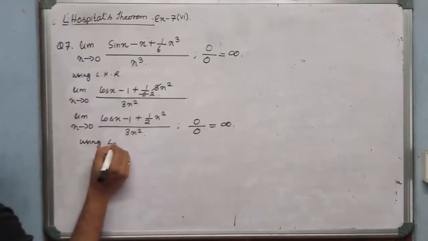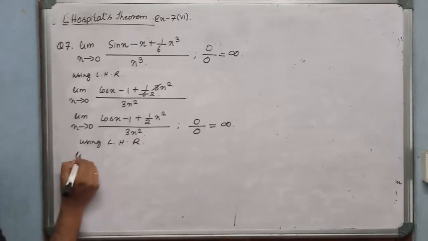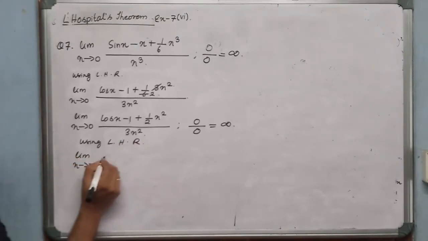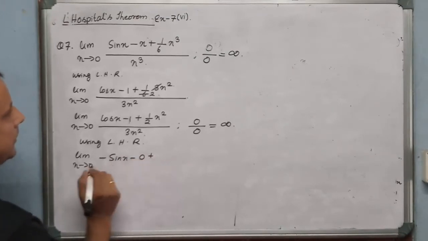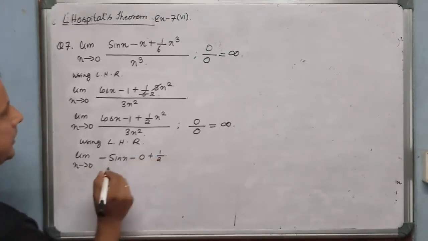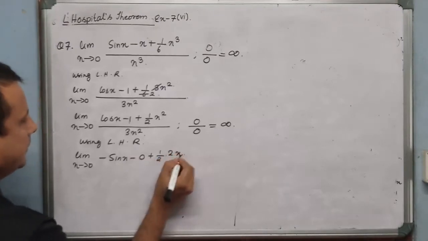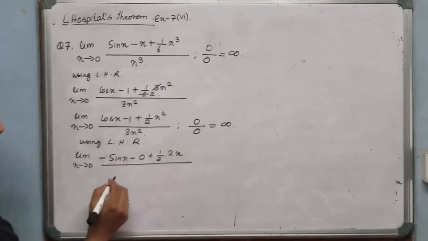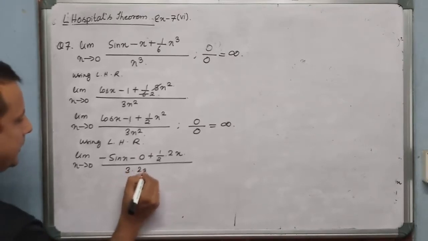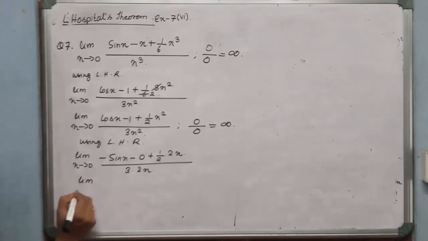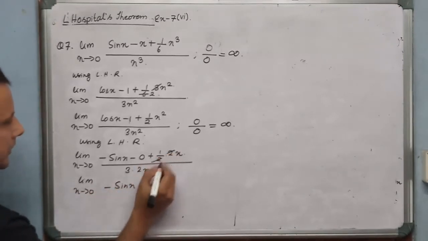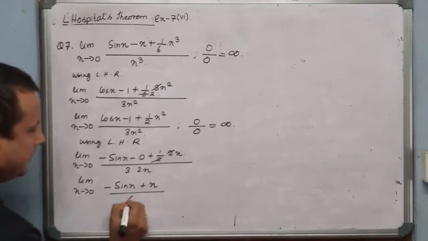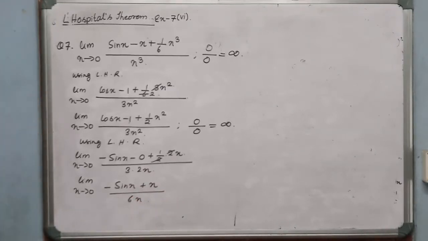Using L'Hospital's rule, limit x tends to 0, derivative of cos x is minus sin x, minus derivative of 1 is 0, plus 1 by 2, derivative of x square is 2x, again derivative of x square is 2x, 3 into 2x. Now limit x tends to 0, minus sin x, 2 gets cancelled, plus x over 6x. Sin 0 is 0, x is 0, divided by 0.